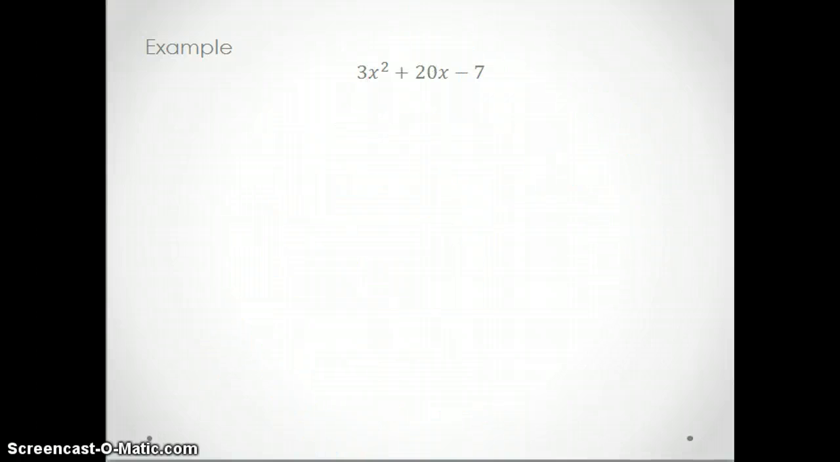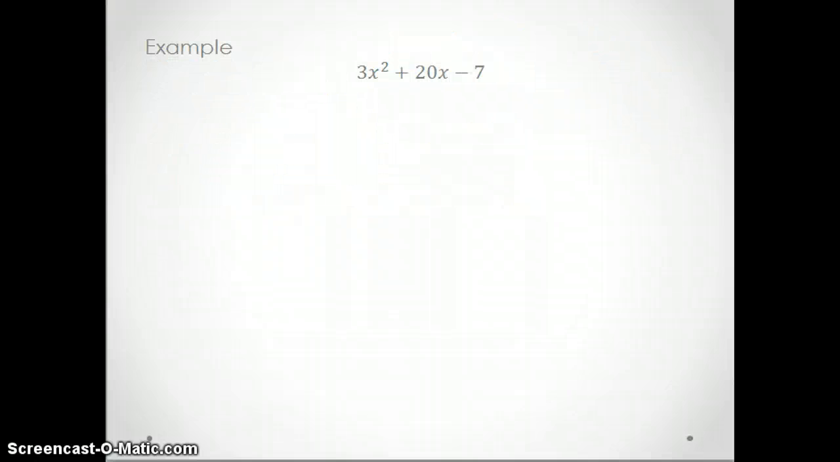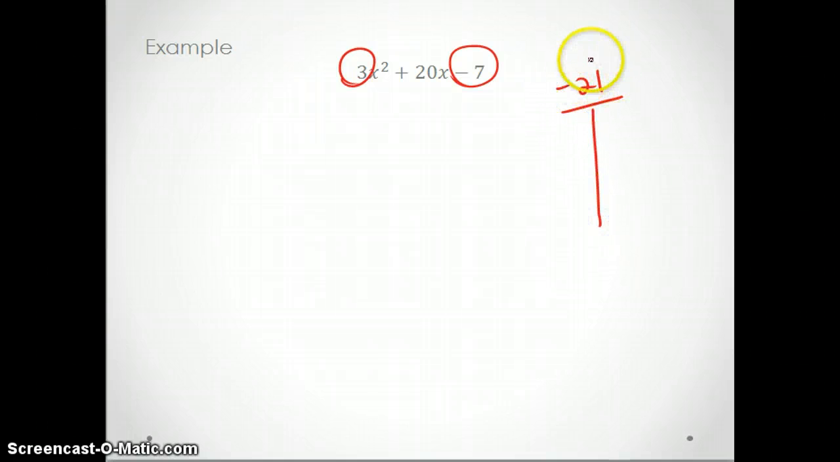Okay, so if you need to see another example, I'm going to show another example here. If not, feel free to fast forward the video to special patterns, which will be the next slide. Okay, so here we're going to again do step 1, where we multiply our first and our third term. So if I multiply 3 and negative 7, that gives me negative 21. And I'm looking for factors of negative 21 that are going to add to this middle term, positive 20.